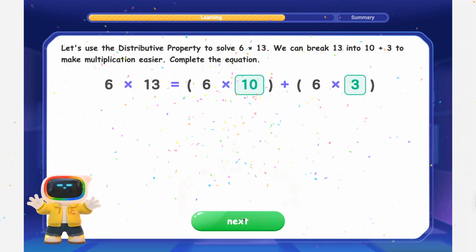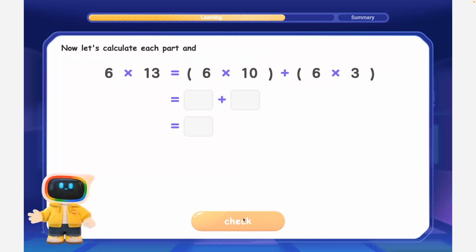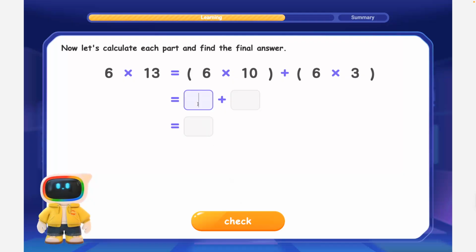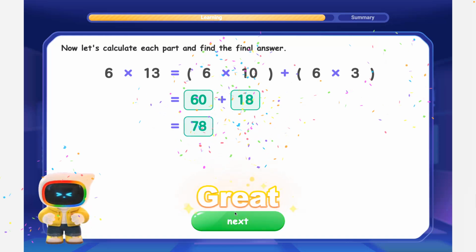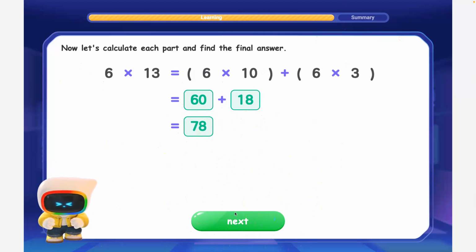Excellent! You've correctly broken 13 into 10 plus 3 to make the multiplication easier. Now let's calculate each part and find the final answer. Great calculation! 6 times 10 is equal to 60 and 6 times 3 is equal to 18, so 60 plus 18 is equal to 78. Using the distributive property made this problem much easier.